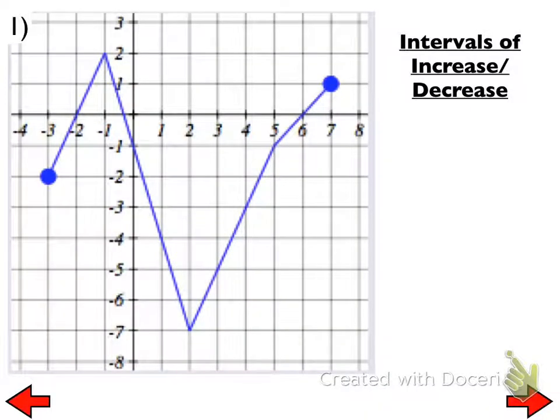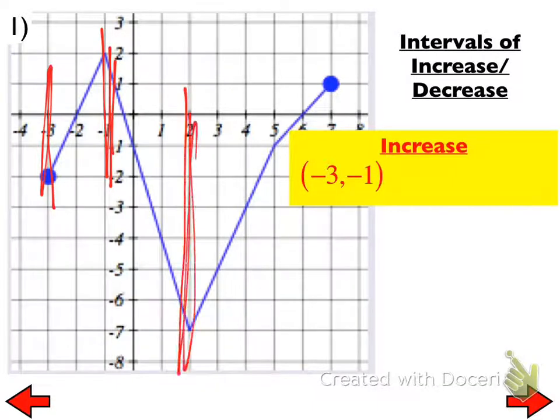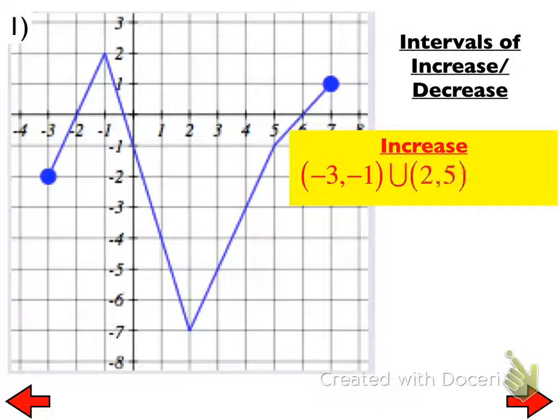So going from left to right, we have the first interval of increase from negative 3 to negative 1. That's from here to here. The next one is from 2 to 5. And then since the last one is also increasing but at a different rate, that's technically a different interval. So when we put all 3 of those together, we have from negative 3 to negative 1, union from 2 to 5, union from 5 to 7. And union is just a way of tying together multiple intervals. Okay?